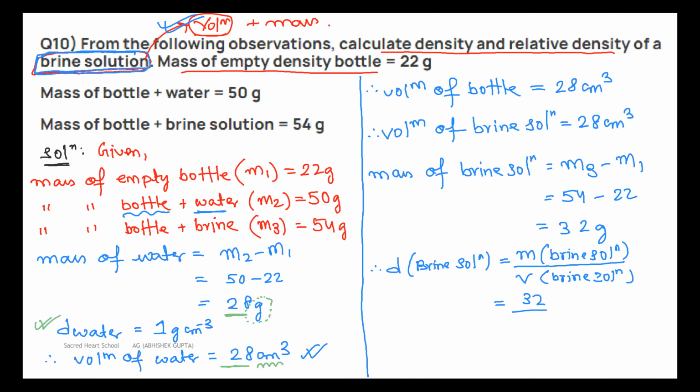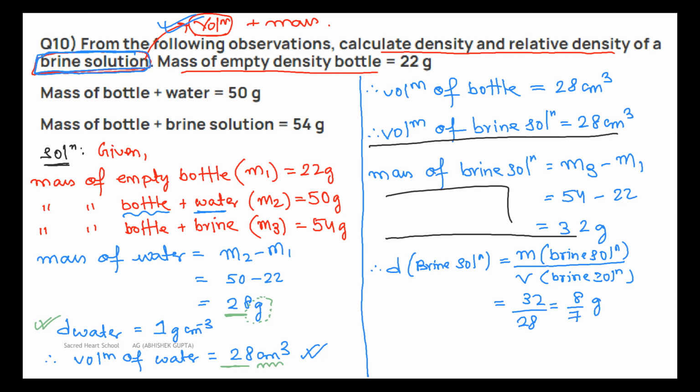Volume we have already calculated. Volume of brine solution is over here. Mass of brine solution is over here. So this will be how much? 32 by 28. If you divide this, you get 8 by 7 gram per centimeter cube. Fine. Now, therefore, relative density of brine solution is equal to density of brine solution by density of water. How much? 8 by 7 by 1, which is the same as 8 by 7, but this time no unit.